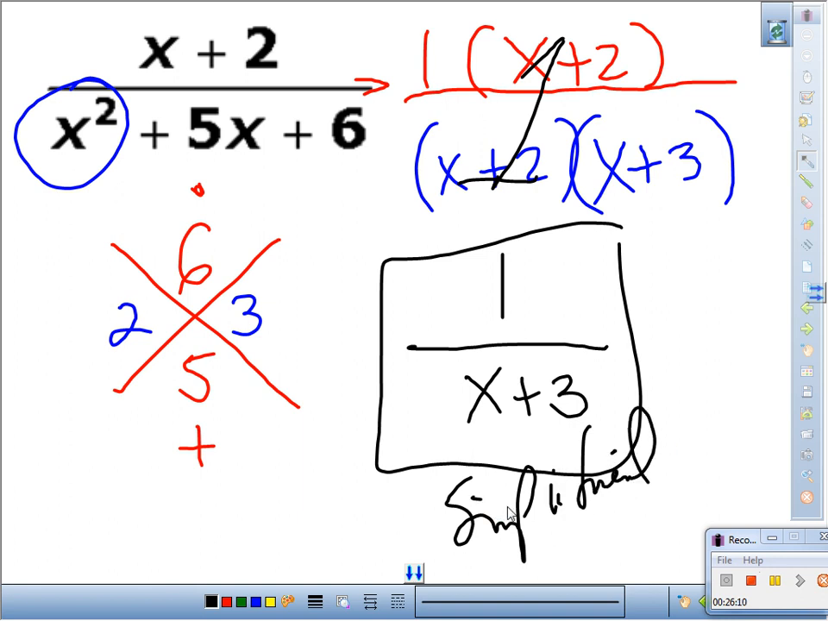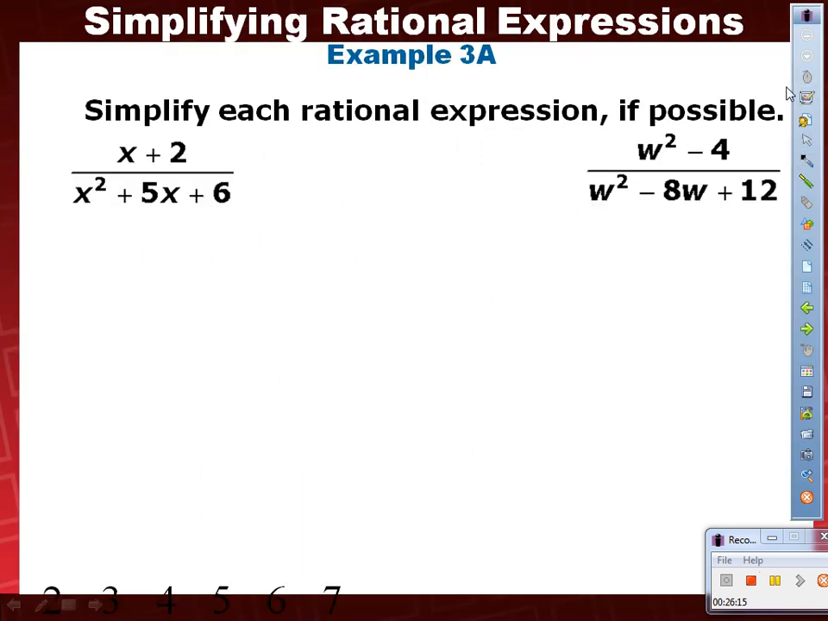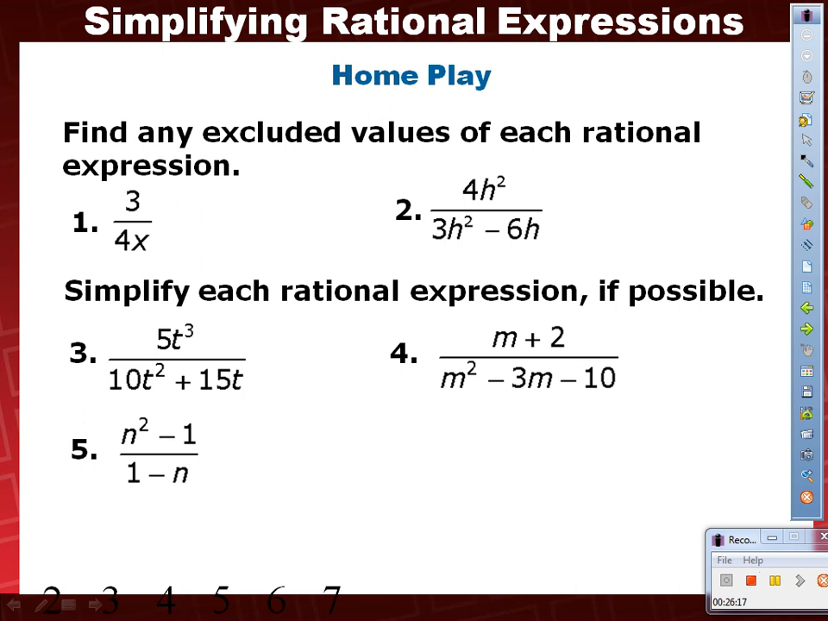Thank you. So our home plate for tonight basically is, for the first two, you just need to find the excluded values. But for the last three, it's simplifying just like we did on these last ones. Yes?